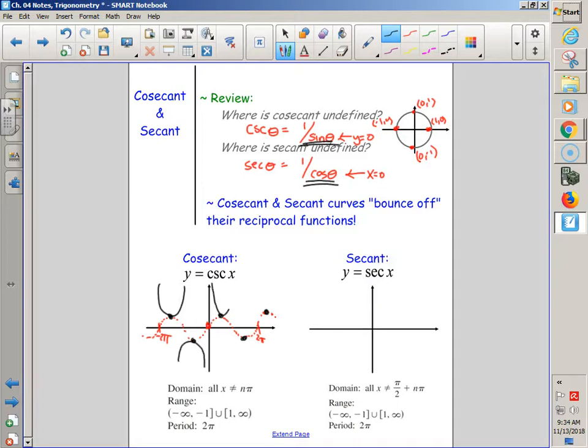Now guess what's happening in between each of these parabolas. What does sine hit? 0. Hey, wait a minute. 1 over 0 is going to be what? Undefined. So in between each of these are understood vertical asymptotes.